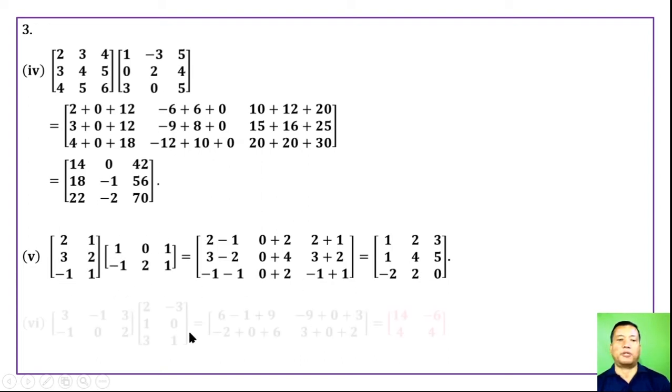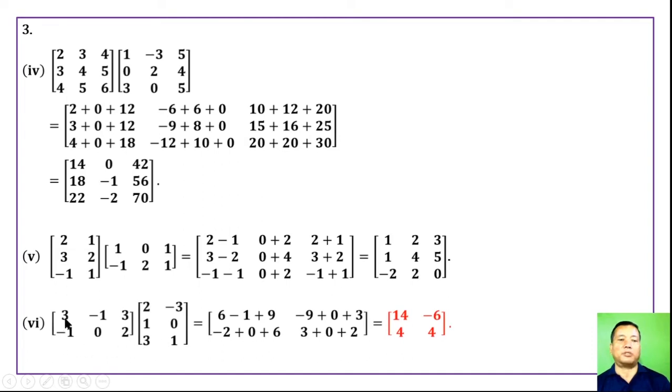Summing up, it is symmetric. Roman number 6: first row, first column gives the new first row, second column gives the new second entry. The second row, first column, second column gives the new second row values. Summing up, according to the 2 by 2 matrix, we get this.